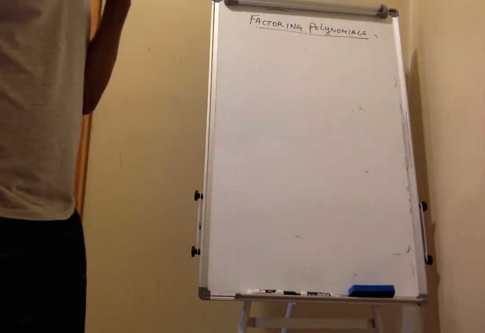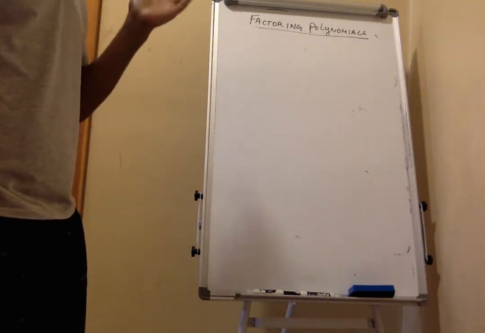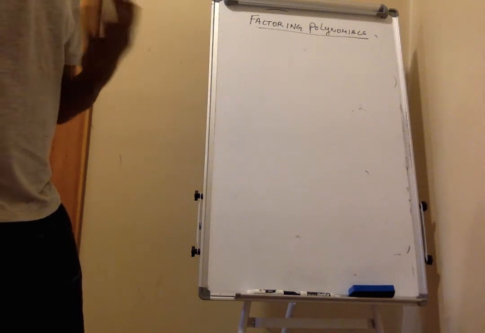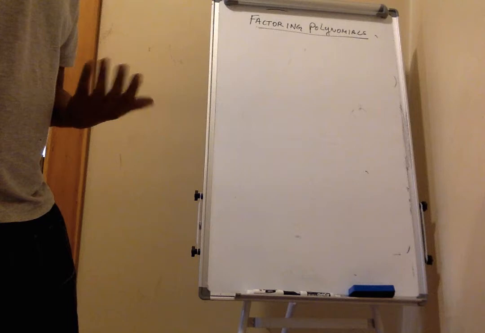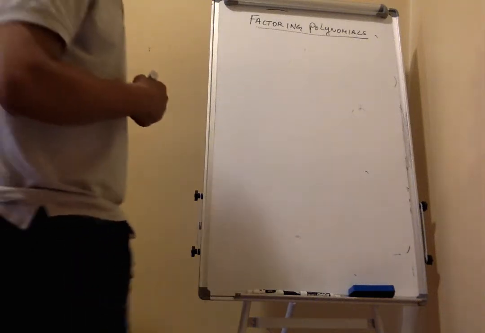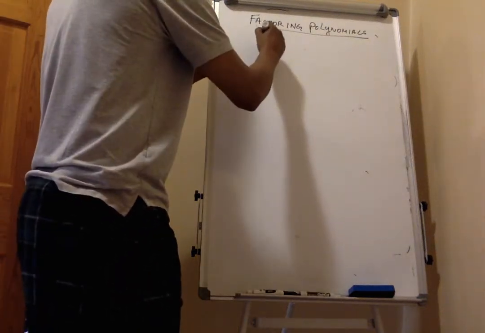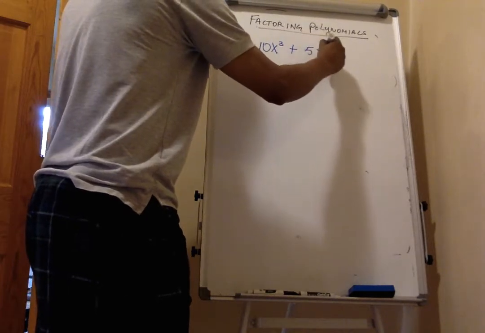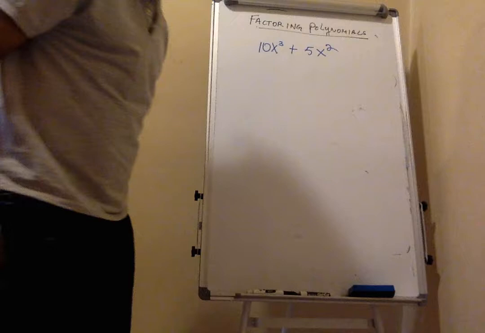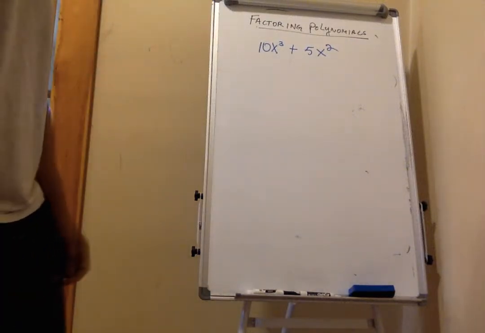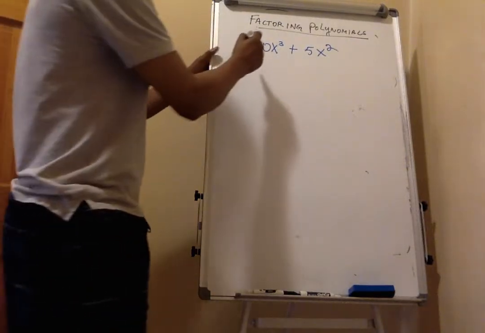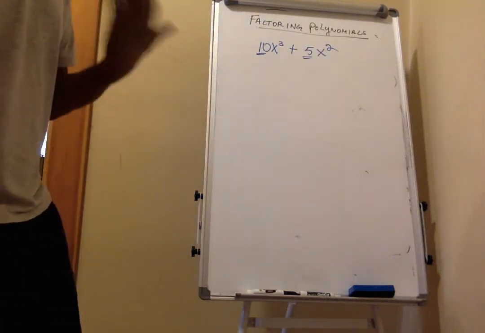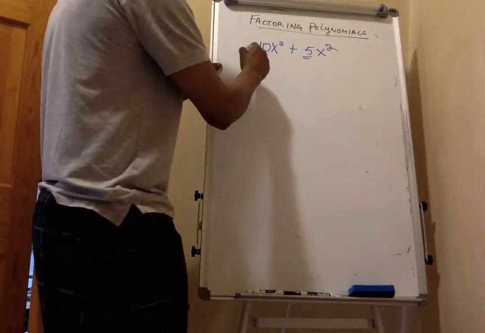Okay, our next discussion would be factoring polynomials. Factoring means the reverse of what we have done in multiplication. So for instance, if you are asked to find the greatest common factor of 10x cubed plus 5x squared, find the GCF. So you are going to ask yourself, what is the greatest common factor between 10 and 5? It is 5, so you take 5 out.